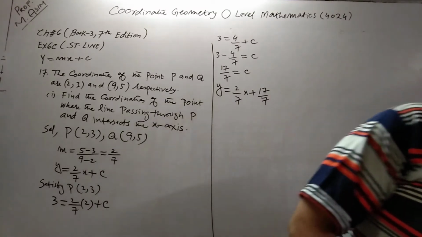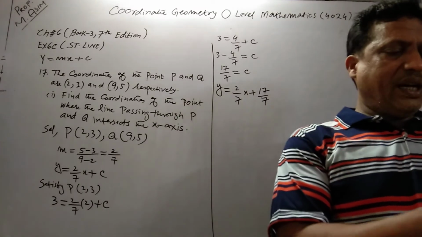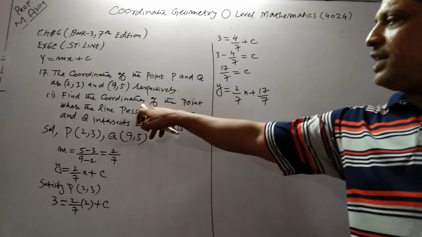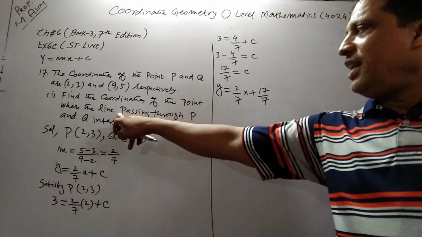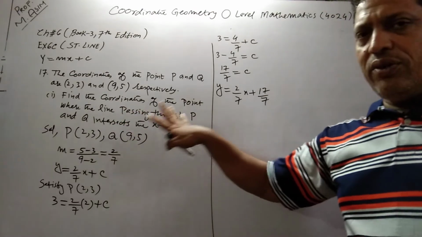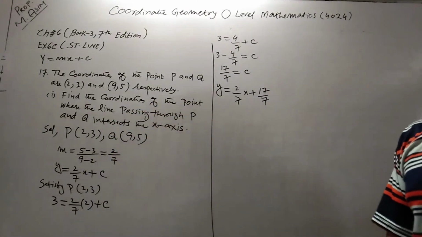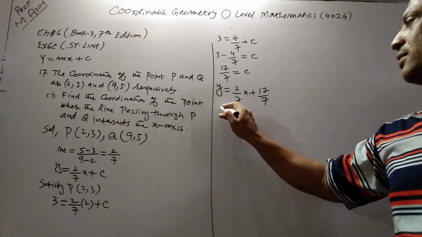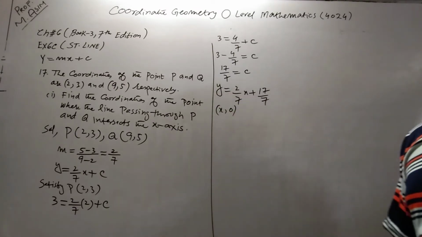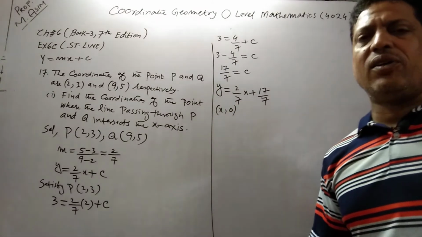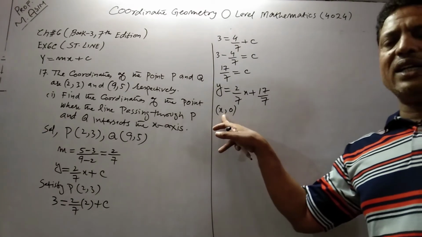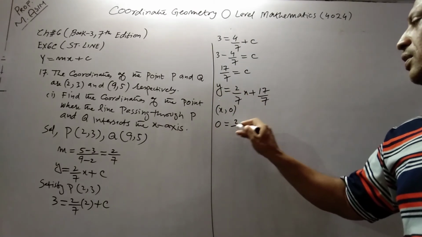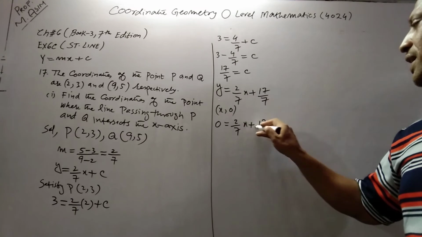But this is not our answer. Our requirement is to find the coordinates of the point where the line passing through P and Q intersects the x-axis. So if the line intersects the x-axis, the coordinates are x comma 0. I told you many times the coordinates on the x-axis are x, 0, and the coordinates on the y-axis are 0, y. So put 0 where you see y.